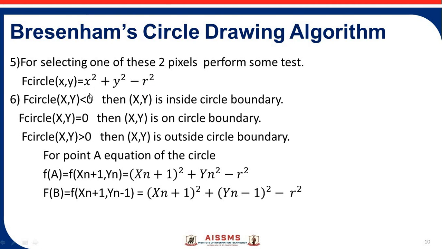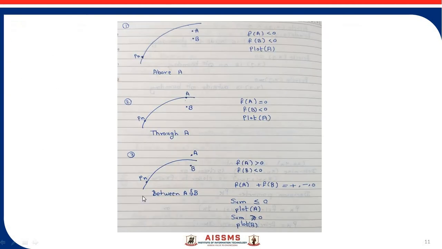With this result, we compare it with 0, that means the value is equal to 0, negative or positive. Based on that, the pixel decisions depend. The pixel is inside the boundary if the result is negative. The pixel is on the circle boundary when the result is 0. The pixel is outside the boundary when the result is positive. For point A, the equation of the circle is f of A, the first equation, and f of B, the second equation.